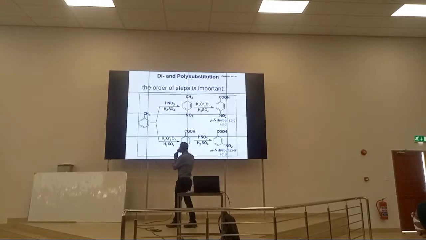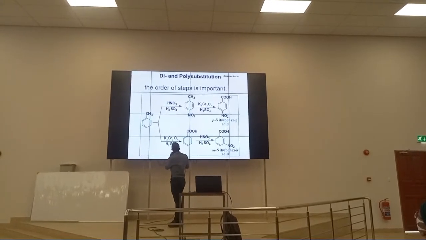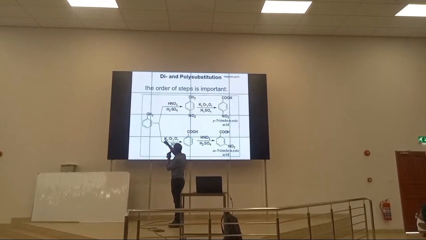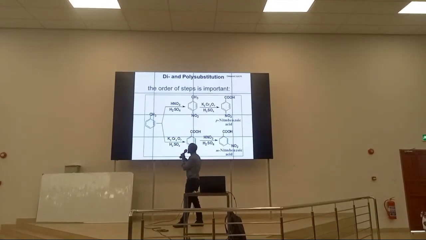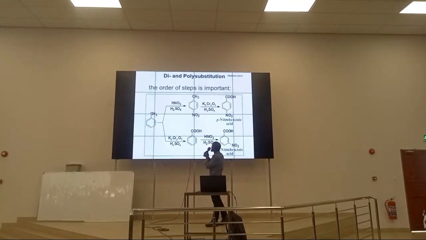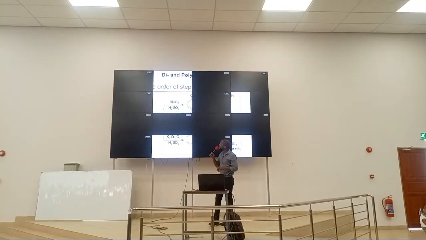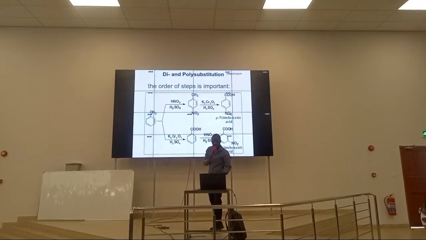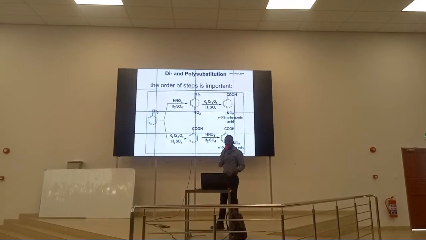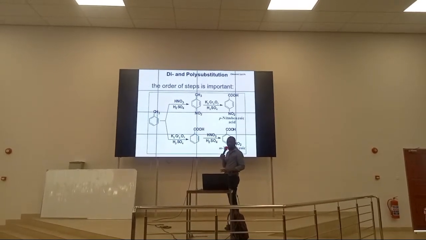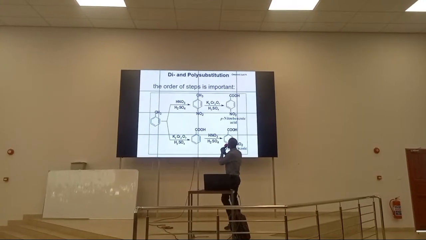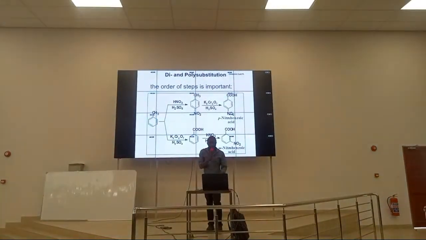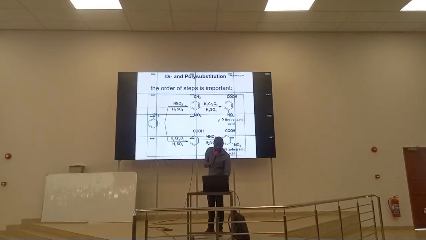And then we start by, first of all, reacting this methylbenzene with nitric acid, a mixture of nitric acid and sulfuric acid. We are going to get this intermediate, which has a nitro at the para position.